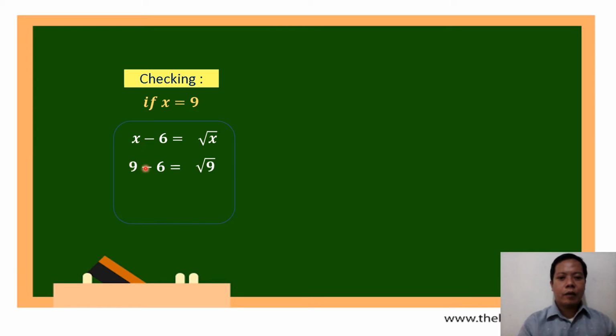9 minus 6 is equal to 3, and the square root of 9 is 3. Therefore, our first root is correct, so x equals 9 is correct. Okay, for another part of checking, we have to determine whether this other root is a solution.